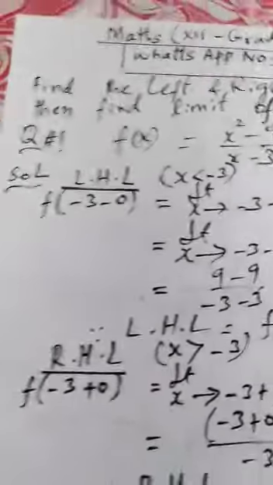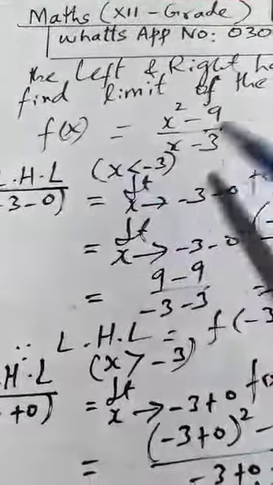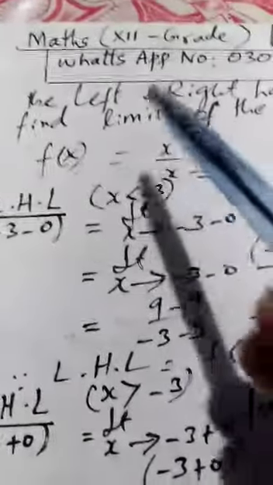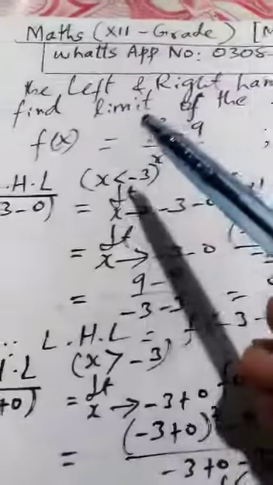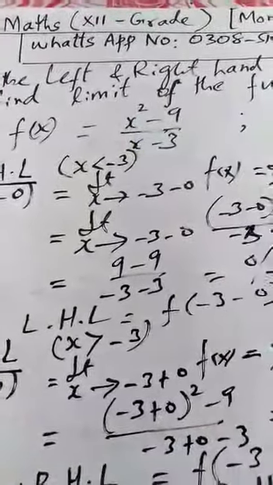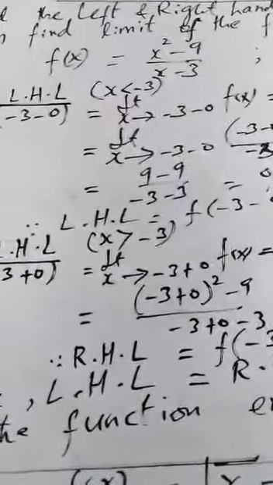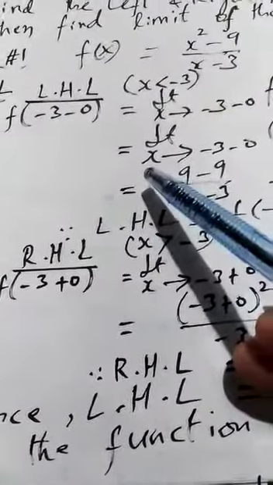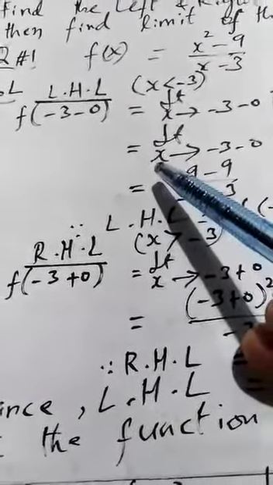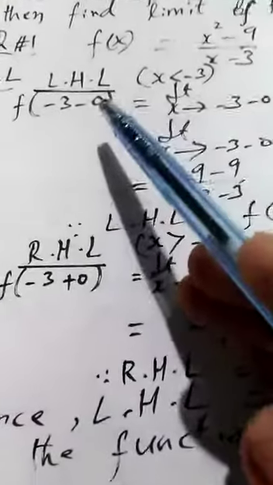limit. Okay, so the first question is, if f of x equal to x square minus 9 over x minus 3, then find left and right hand limit, and then also find the limit of the function. Okay, you must keep in mind that these type of questions often appear in the board exam papers as short questions that carry 2 marks. So we first find left hand limit at x equal to minus 3.